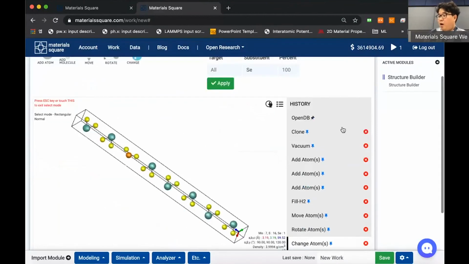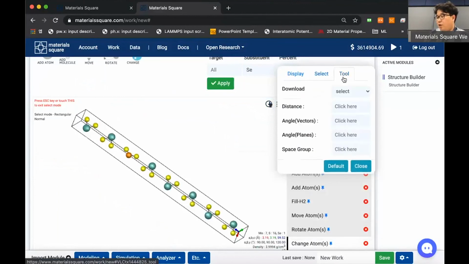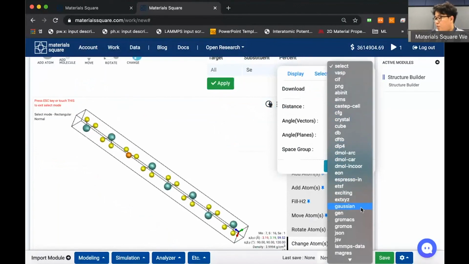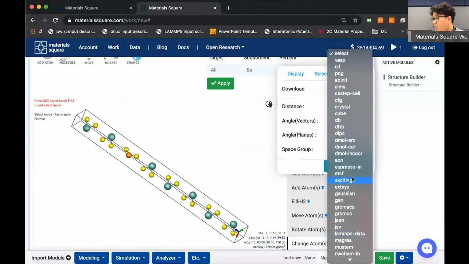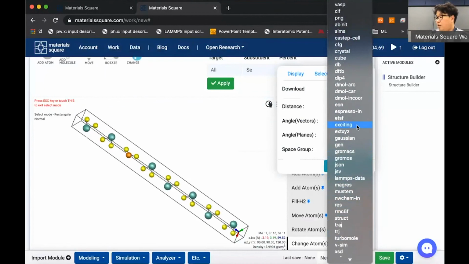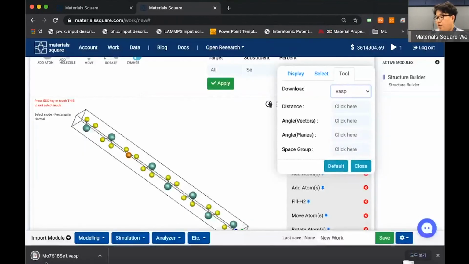Okay, and one more important thing is here. If you want to export this file, press here, then tools, and download it here. And please select if you want VASP format or CIF or ABINIT, or some of you want LAMMPS format, right? And some of you want Quantum ESPRESSO input format. We provide many kinds of structure types in MatSQ. Okay, so pass it, and it's going to be downloaded here.